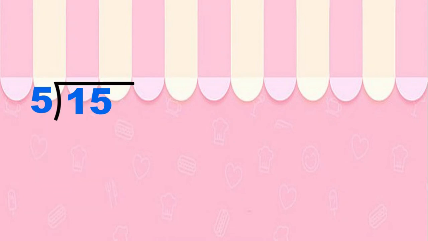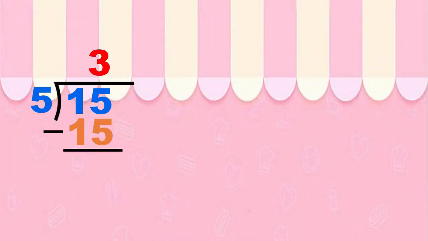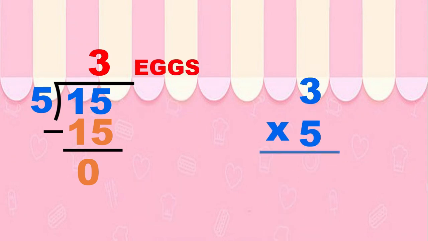And the last step is solve and check. We have here 15 divided by 5. It's so easy, you can skip count by 5. So the answer is 3, and 3 times 5 equals 15. Then subtract: 15 minus 15 is equal to 0. So we have here 3 eggs. And how to check? Just multiply the quotient and the divisor. 3 times 5 is equal to 15. And now we get the answer here, and that is our dividend.